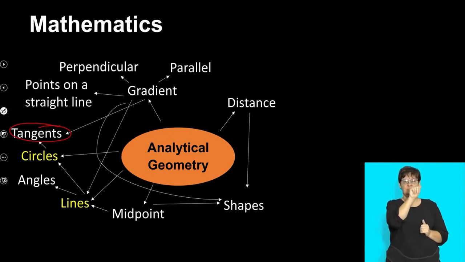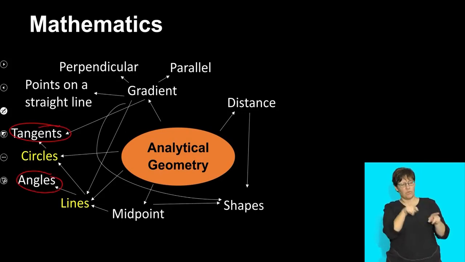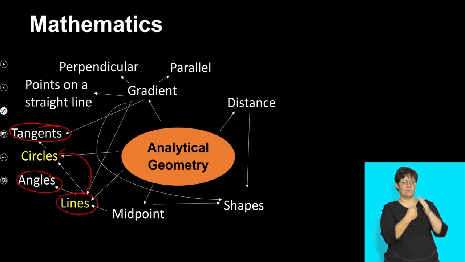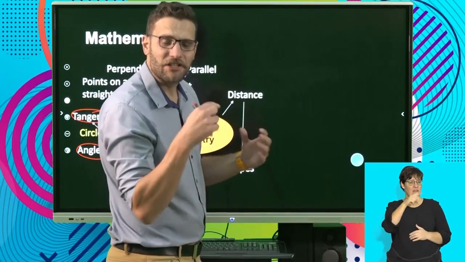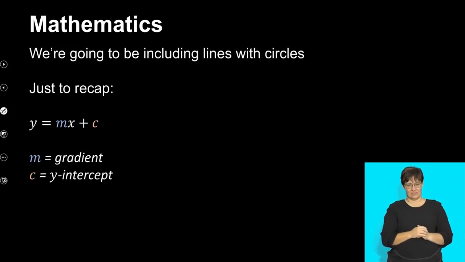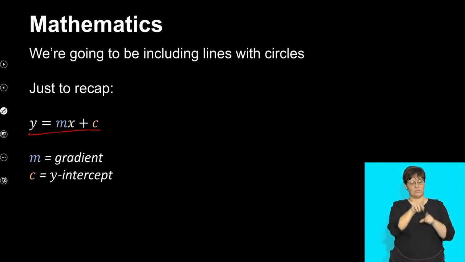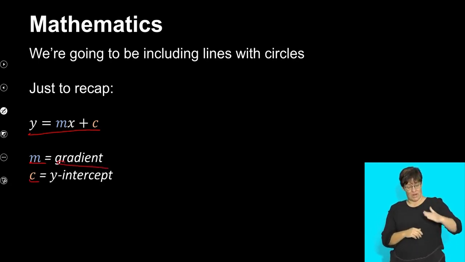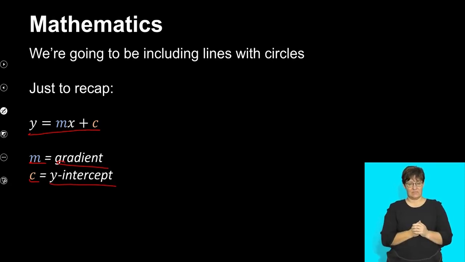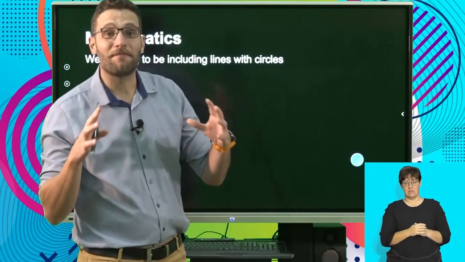We're going to be talking about angles, but before we do that, we're going to talk about lines because, in essence, a tangent is a line. It's just a special sort of line. So we're going to recap what a line is. A line, like we discussed in previous lessons, has the equation y equals mx plus c, where m is the gradient and c is the y-intercept, the y-cut, where the line cuts the y-axis.